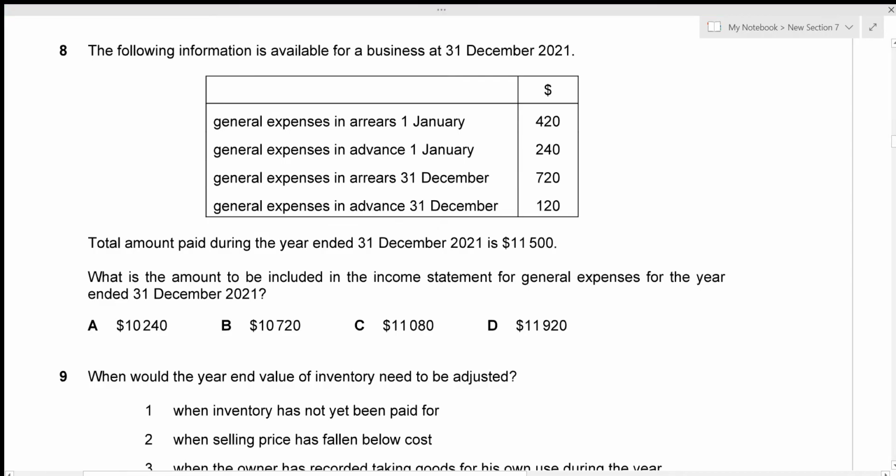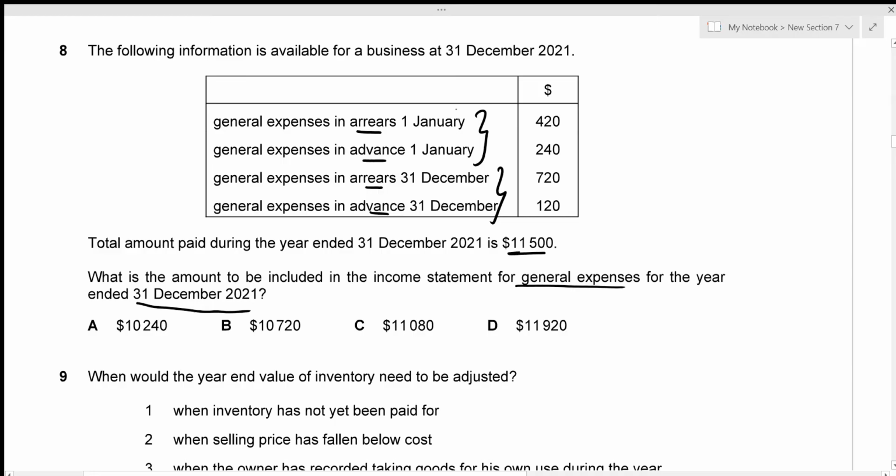The following information is available for a business at 31st December 2021, where we're given the general expenses in arrears and advance at the opening and closing dates. And the total amount paid during the year ended 31st December 2021 is 11,500. We need to figure out the amount to be included in the income statement for general expenses for the year ended 31st December 2021, which means that the opening and the closing balances for arrears and advance need to be adjusted in this total amount paid during the year.